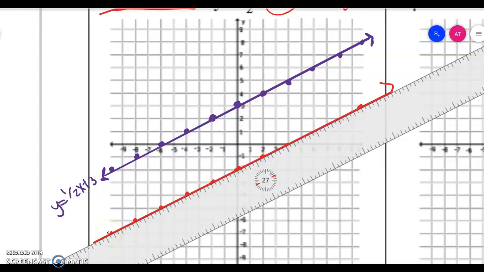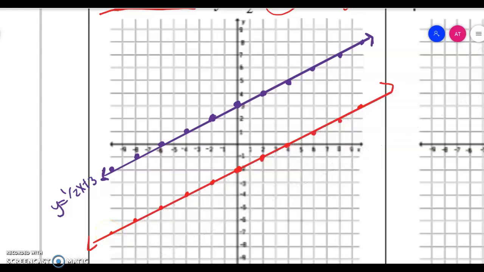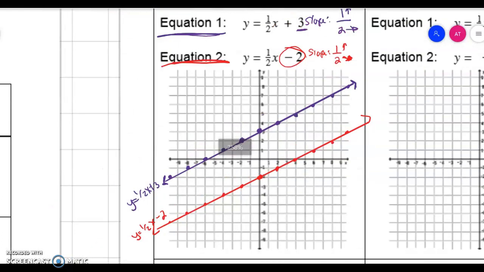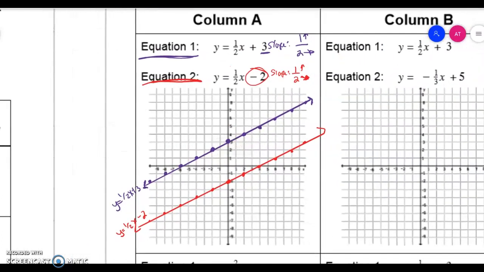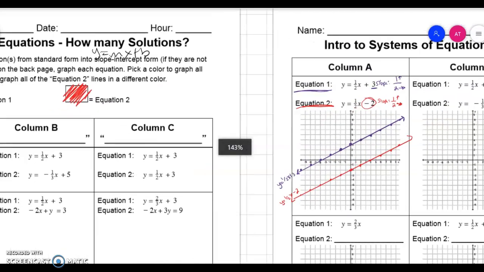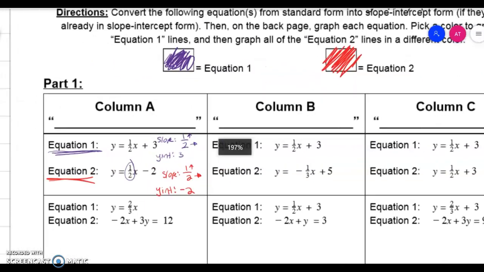So there we go. Boom, y equals 1/2 x minus 2. Okay, so that's pretty interesting. Do we think they're going to hit? Probably not.